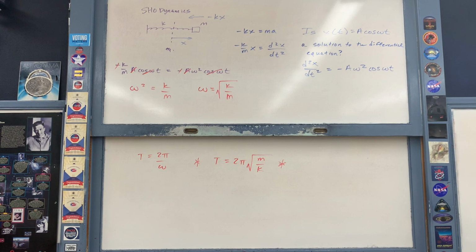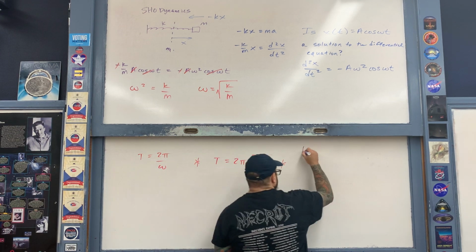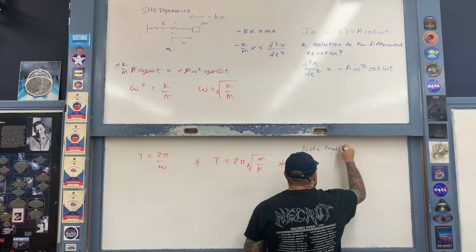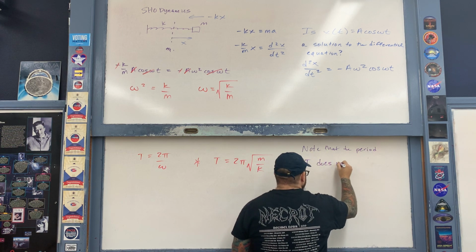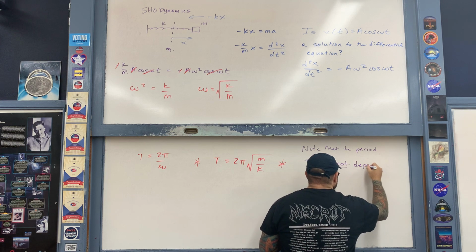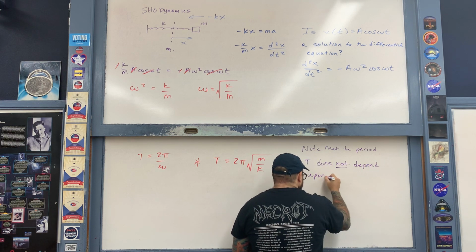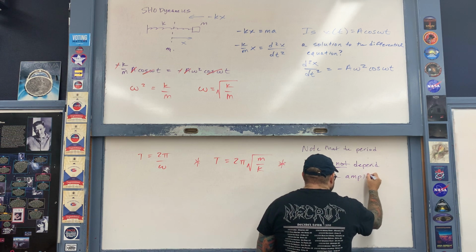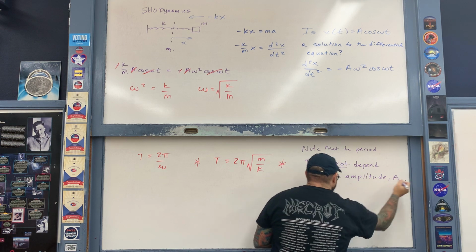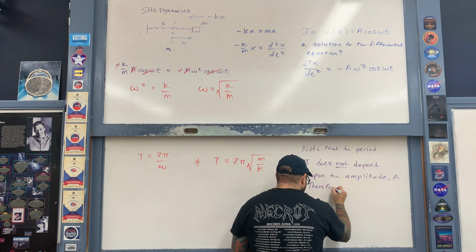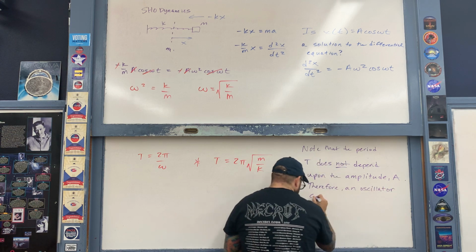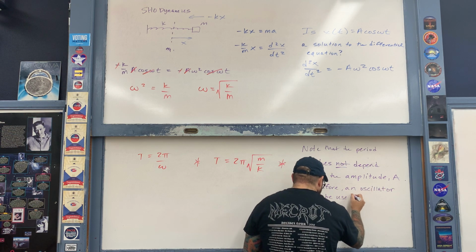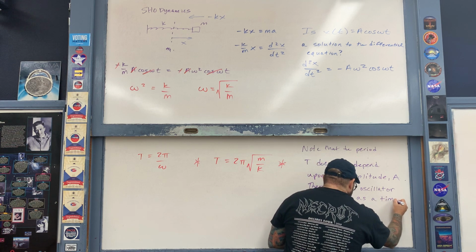Okay, so now let me go ahead and write down the following. Note that the period, capital T, does not depend upon the amplitude A. Therefore, an oscillator can be used as a timing element.